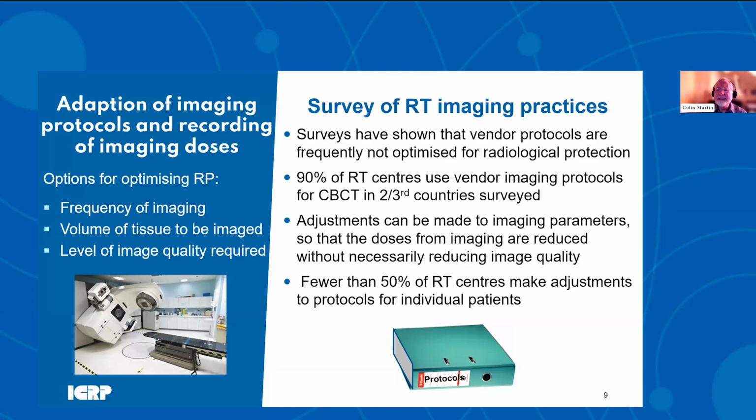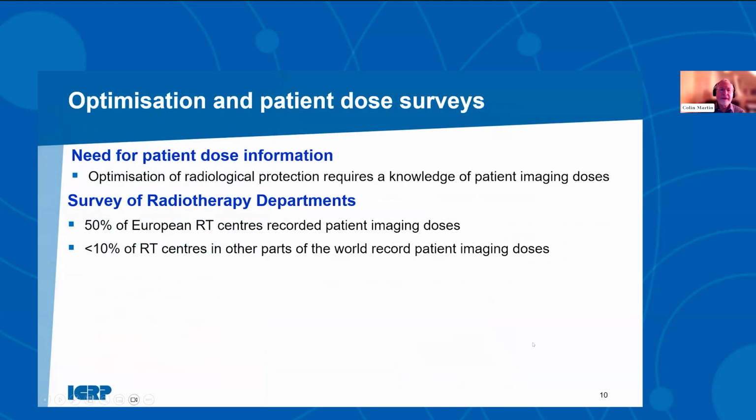So adjustments can be made to imaging parameters so that doses from imaging are reduced without necessarily reducing image quality. And fewer than 50% of radiotherapy centers in our survey made adjustments to protocols for individual patients. So we feel there is a lot of scope for optimization of radiological protection.